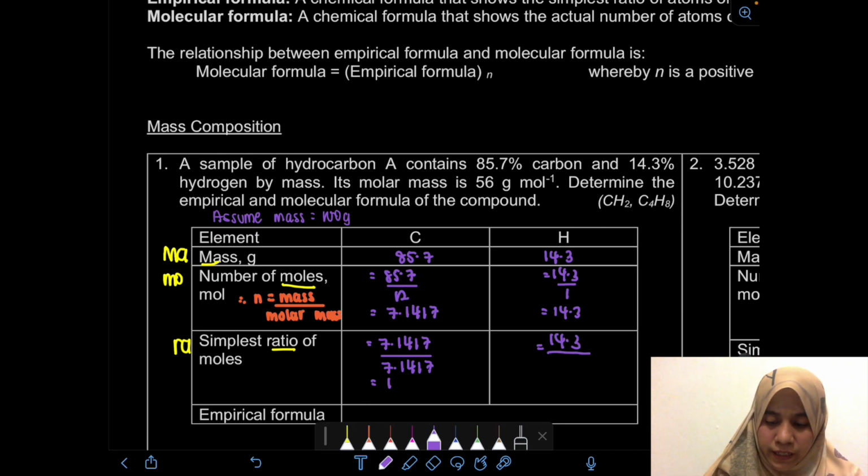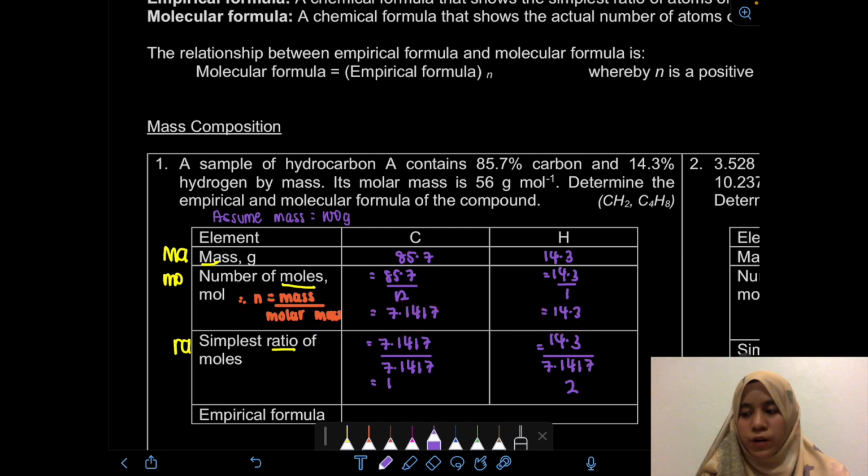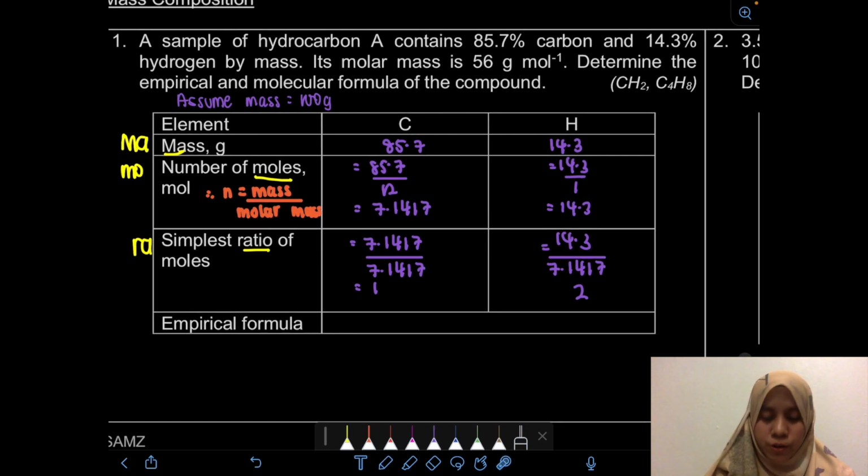So kita dividekan lagi again with our smallest number, which is 7.1417. Remember, between these two yang mana paling kecil? So the value will be 2. Okay, so how about our empirical formula? So sekarang ni kita tahu dalam ratio dia, carbon only has 1, hydrogen got 2. So dia akan jadi, jawapan dia akan jadi up to you nak buat C1 H2 ataupun CH2 sahaja, it's fine.